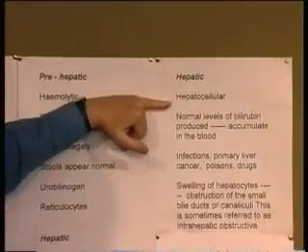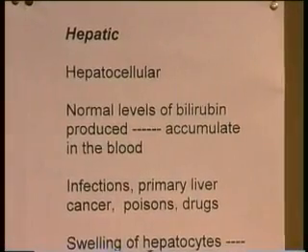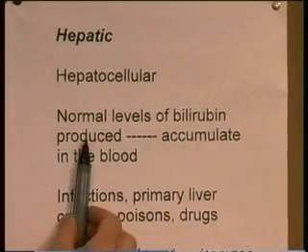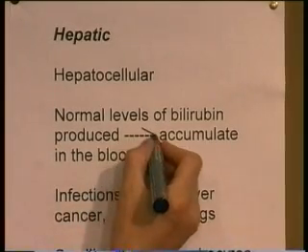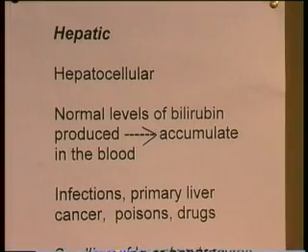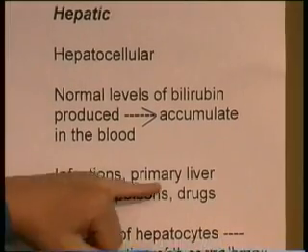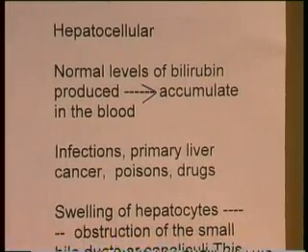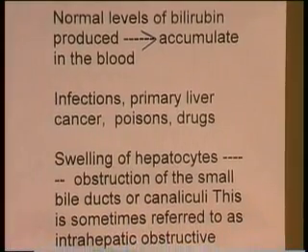So hepatic jaundice may be hepatocellular. Here, normal levels of bilirubin are produced due to normal hemolysis, but these accumulate in the blood because the liver cells are unable to take them out of the blood and put them into the bile. This occurs in liver infections, liver cancers, primary liver cancers, hepatocellular carcinomas, as a result of some poisons and some drugs.